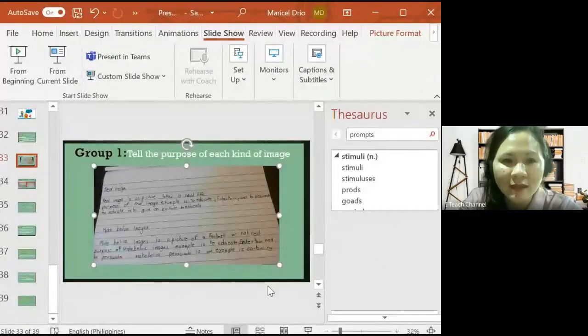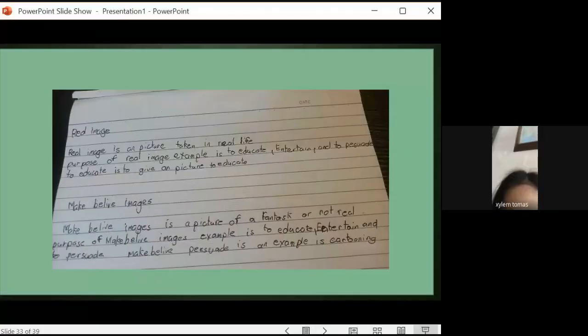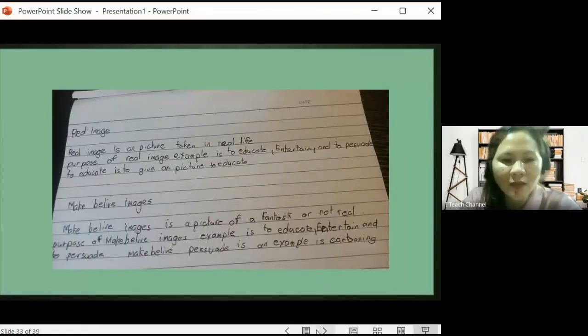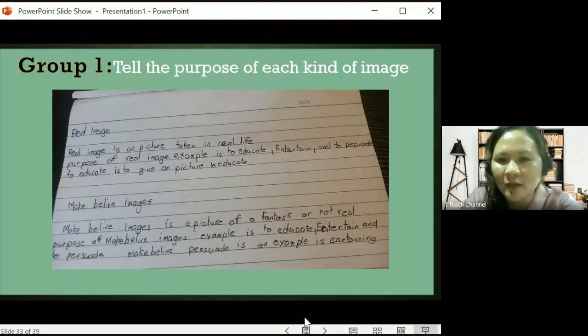Okay, group one already sent to me their work. So I think we can have the reporting now. Can you see it, class? Yes, ma'am. Okay, so let's start with group one.